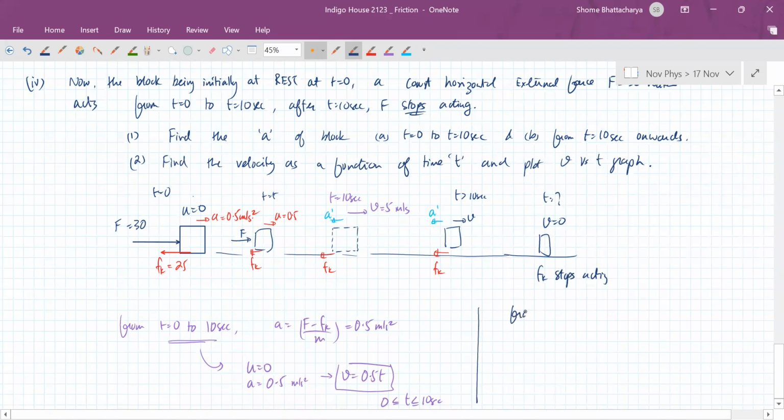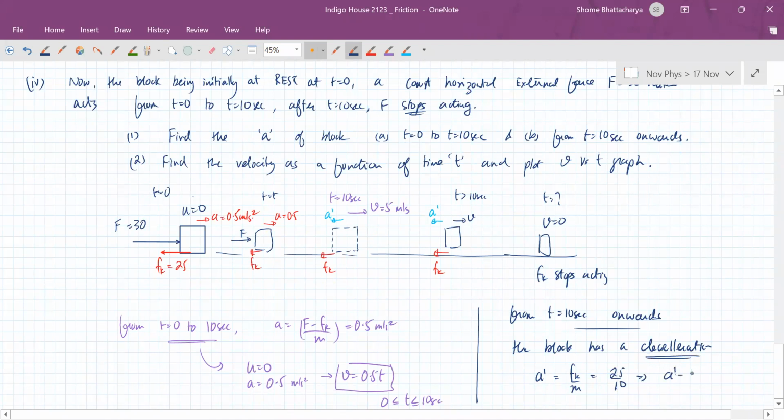So from t equal to 10 seconds onwards, the block has a deceleration a prime equal to kinetic friction divided by mass. Because you can see in the FBD, there's only one force acting horizontally. So kinetic friction was 25 newtons divided by the mass. So it has a deceleration of 2.5 meters per second square.